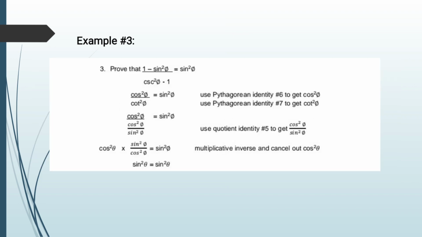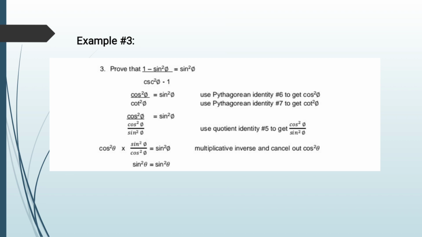Example number 3. Prove that (1 minus sine squared empty set) over (cosecant squared empty set minus 1) equals sine squared empty set. Cosine squared empty set over cotangent squared empty set equals sine squared empty set. So you use Pythagorean identity number 6 to get cosine squared empty set, and you use Pythagorean identity number 7 to get cotangent squared empty set.